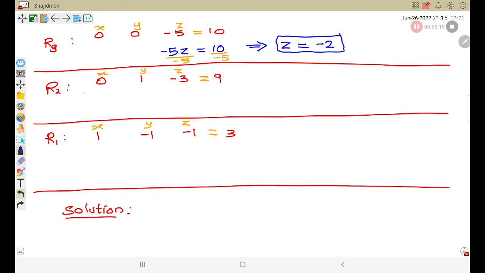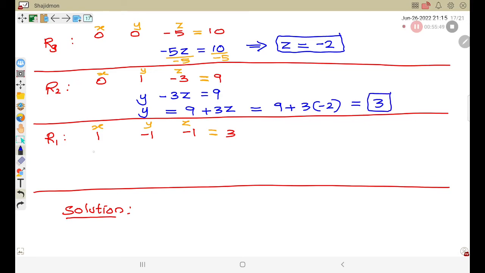Now the second row: 0 multiply x, 1 multiply y means y, minus 3 multiply z equals 9. So y equals 9 minus 3z; taking to the next side, plus 3z, correct? That means 9 plus 3 multiply z, which is minus 2. So what answer do we get? Equal to 3. So y equals 3.